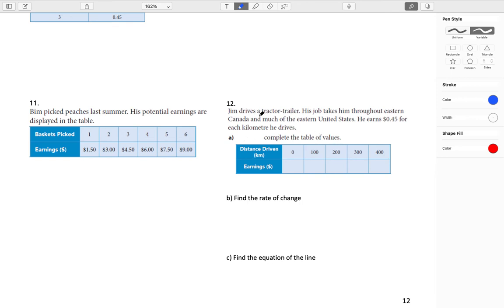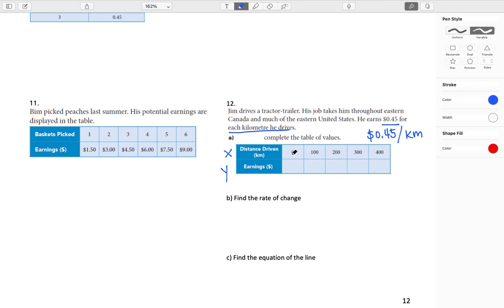It says Jim drives a tractor trailer. His job takes him throughout Eastern Canada and much of the Eastern United States. He earns 45 cents for each kilometer he drives. So I could put this as 0.45 per kilometer. This looks like a slope, right? Slope is something per something. So complete the table of values. Kilometer is x, the independent variable, and earning is the dependent variable, y.